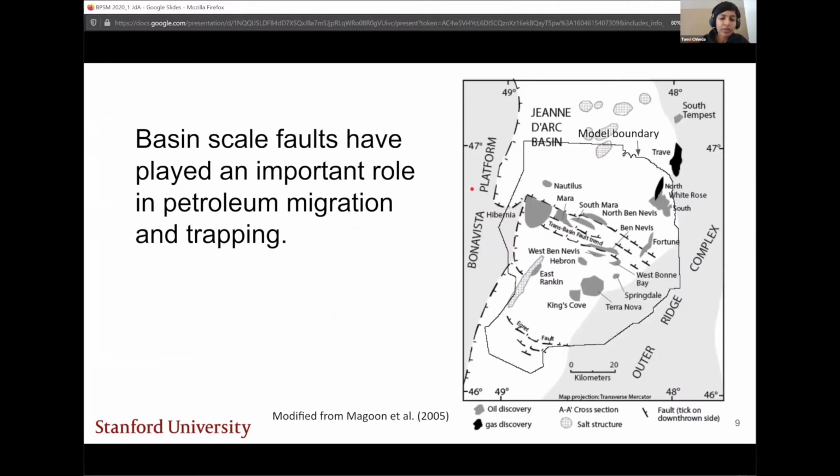And to that model, I added faults. And here is the zoomed in view of the model. This is the model boundary. This is the trans-basin fault trend that I talked about. And these are some of the major fields: Terra Nova, Hebron, Hibernia, and White Rose.